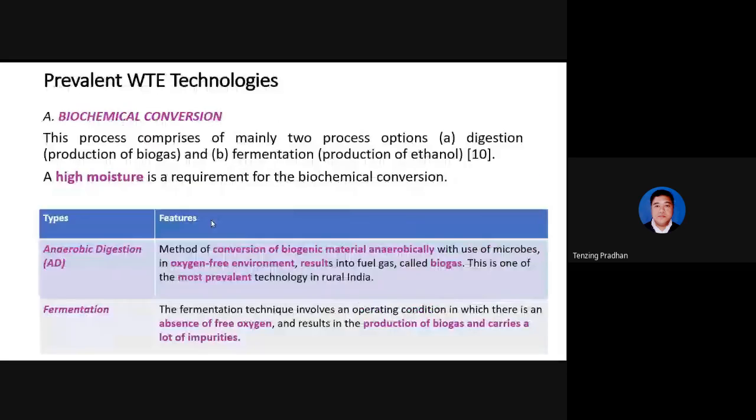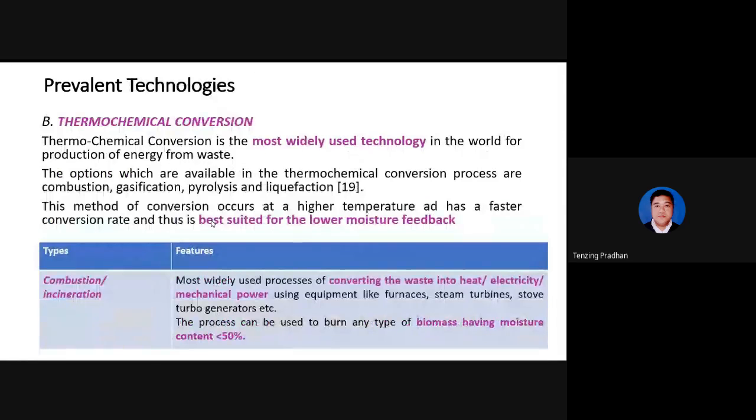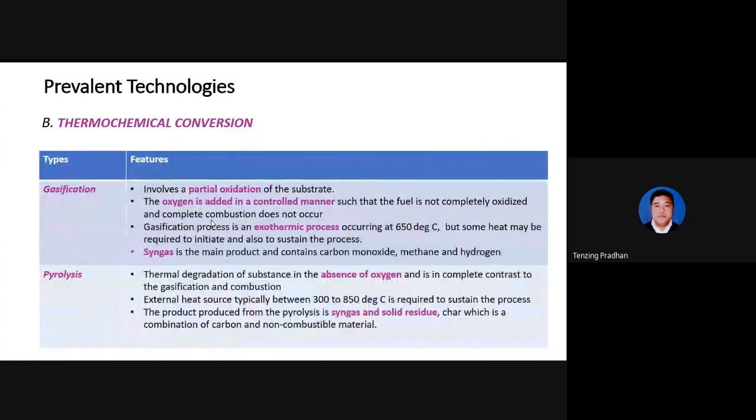So just a brief of the prevalent WTE technologies. We have biochemical conversion, like biogas, which is very predominant in rural India. It requires a very high moisture content. There are two types: anaerobic digestion and fermentation. So those are the two main things. And in thermochemical, which is the most predominant WTE technology in the world, there is combustion and incineration. We have gasification and pyrolysis.